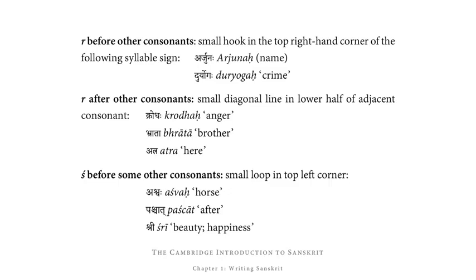You can find that same little loop on top of the sign for ch in the word paschat, which means after, and you can find that same little loop combined with the small diagonal line that is used to indicate an r after another consonant in this next word, which is shri, which means beauty or happiness. And so again, you have the small loop on top, and then you have the small diagonal stroke at the bottom, and that gives you shra, and that is followed by the sign for the long vowel e. So we have shri.